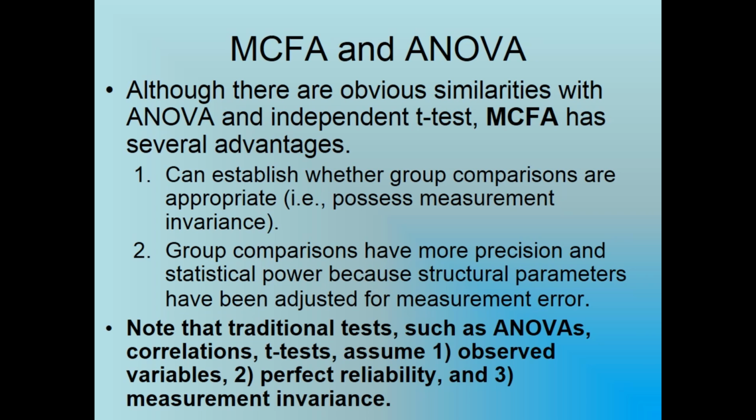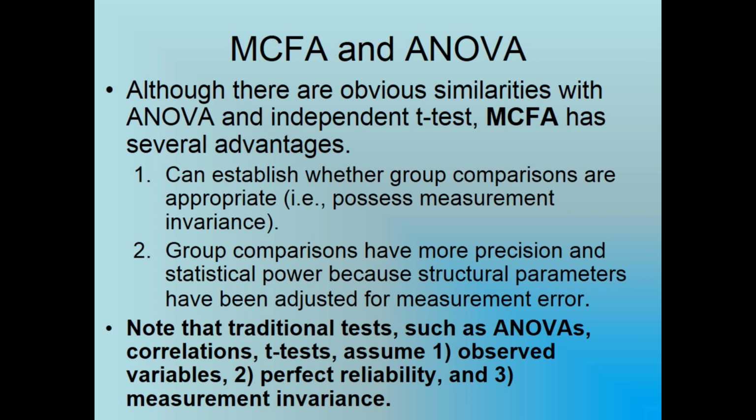The other benefit to multi-group CFA is you can adjust those means for measurement error, which as a result will increase your power and provide you with a better parameter estimate, whether it's structural or a mean difference. Again, ANOVAs and correlations, t-tests, and everything else assume your variables are observed, which is often not the case. It assumes they have perfect reliability, which is also not the case. And it also assumes that you have measurement invariance, which isn't often tested. So there's a lot of benefits to using this kind of a model.